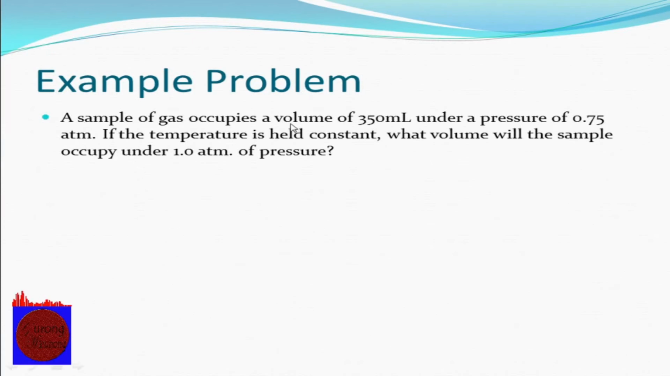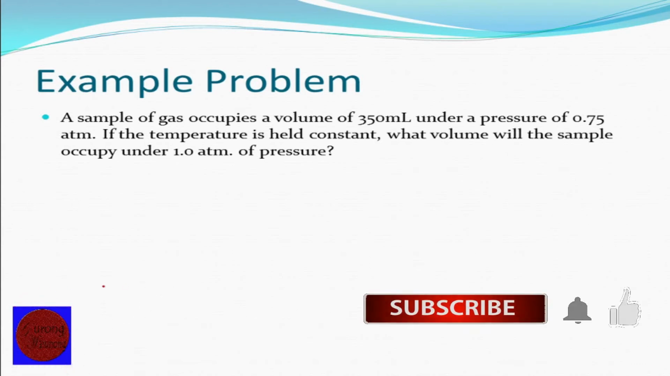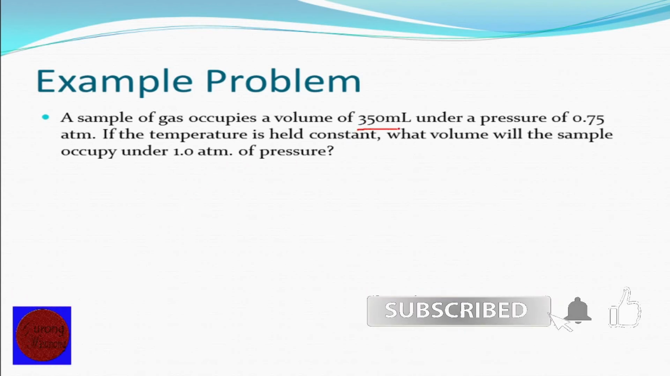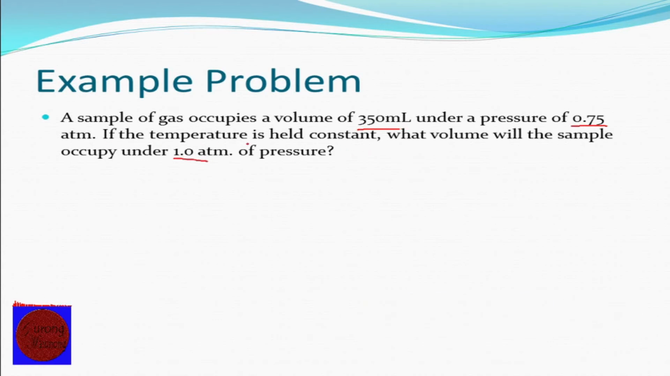So another example problem. A sample of gas occupies a volume of 350 milliliters under a pressure of 0.75 atm. If the temperature is held constant, what volume will the sample occupy under 1 atm of pressure? So let's see what this problem is asking. So we have the V1, volume 1, pressure 1, and pressure 2. So nawawala dito is the volume 2. That is the ask.